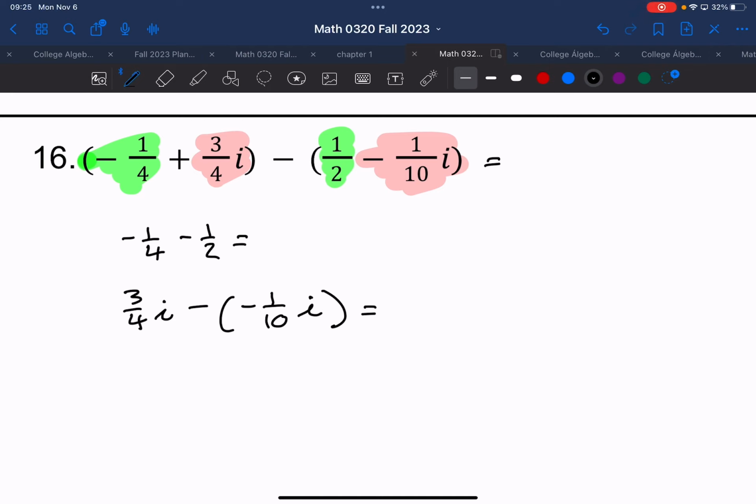So for the first part, negative 1/4 minus 1/2, we need a common denominator, and what would that be? 4. So what are we going to do to the second fraction? Multiply by 2. Okay, which means we have negative 1/4 minus 2/4, which gives us what? They're both negative, so we add them. So negative 3/4. That is our real part.